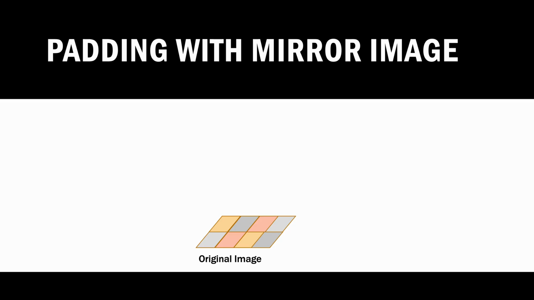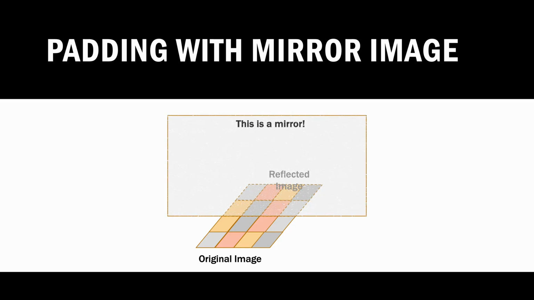Padding with a mirror image works just like placing a mirror along the edge of the picture. The reflected area represents the padding, an exact flipped copy of the original image's edge. This method helps maintain smooth transitions at the borders, preventing sharp intensity changes or artificial edges that can occur with other padding methods. In image processing, mirror padding often produces the most natural-looking results, especially when filters are applied near boundaries.